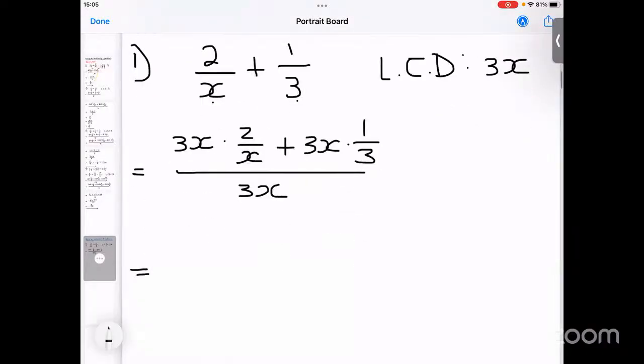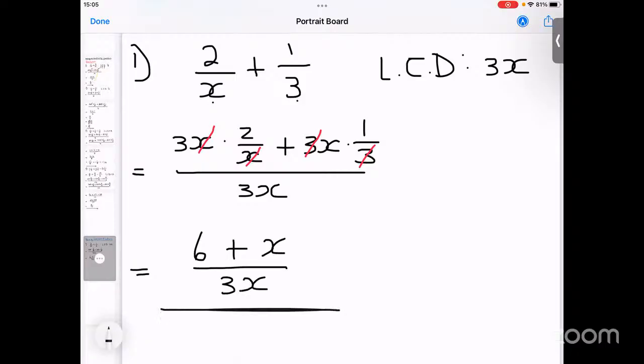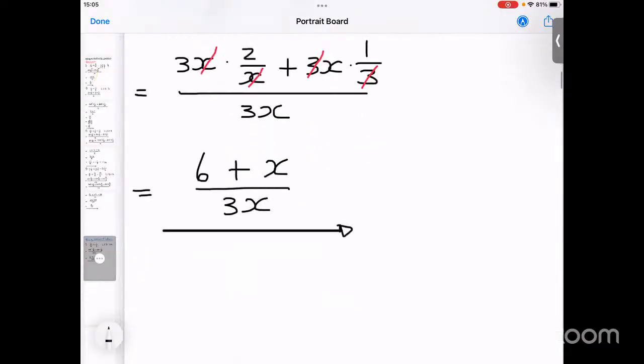Then what you do, I think you will definitely enjoy cancelling. That will cancel with that. What you remain with is that number multiplying with that, it becomes 6. You plus it with that multiplying with that, it becomes just x. This is being divided by 3x, and that is the end of it. I hope that part makes sense.